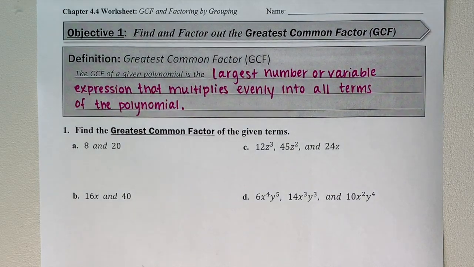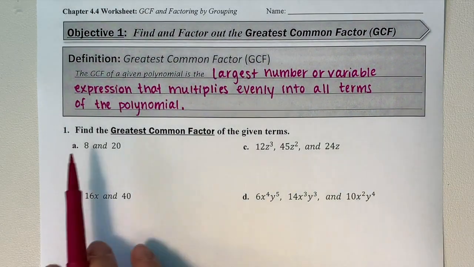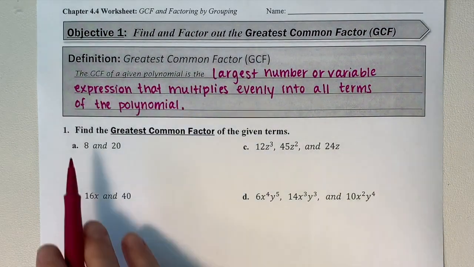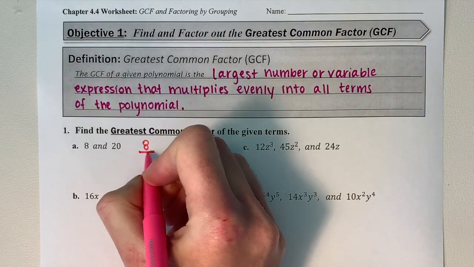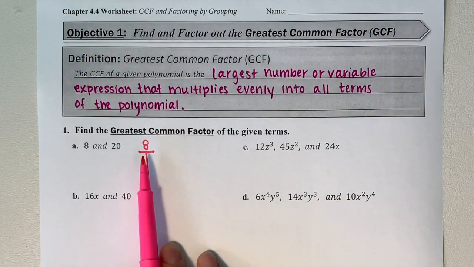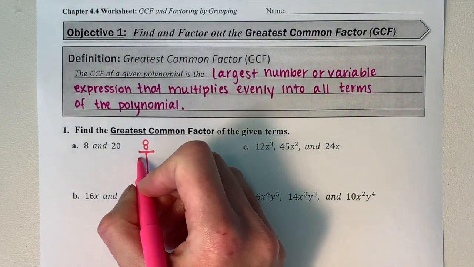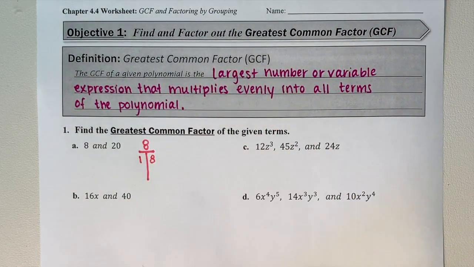You might be able to just solve this mentally, but if you're having any trouble determining the GCF, I recommend you list the factors of the smallest number. So the smallest number between 8 and 20 is 8. So let's list all of the factors of 8. In other words, let's list all of the numbers that multiply to give us 8. 1 times 8 gives us 8, and 2 times 4 gives us 8.